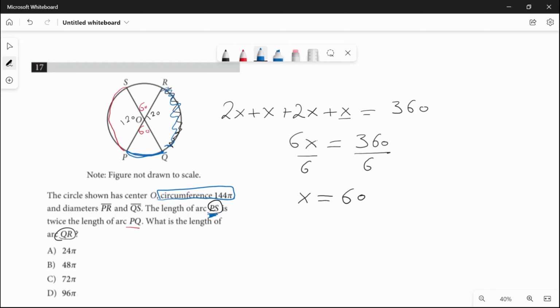In order to do that, we will multiply the total circumference by the portion of this arc relative to the circle, which is 120 divided by 360. 120 is the angle degree of this arc, and 360 is equal to the total angles inside this circle. And that will give us our answer, which is 48 pi. So the answer for this question is choice B.